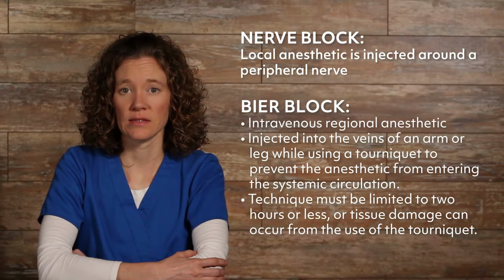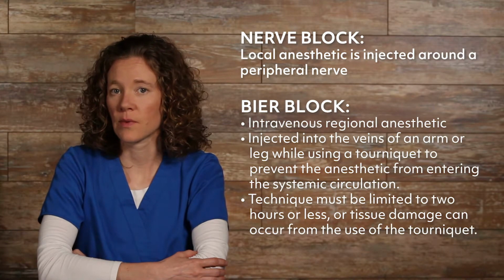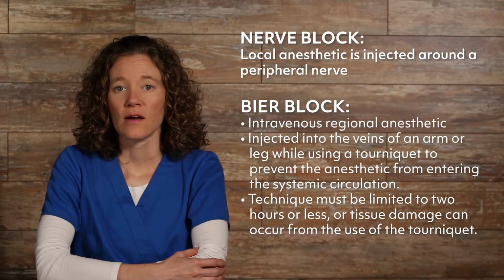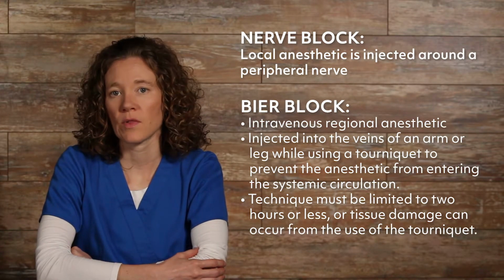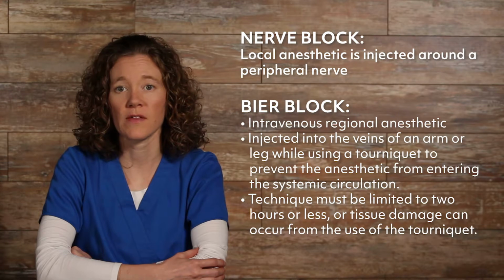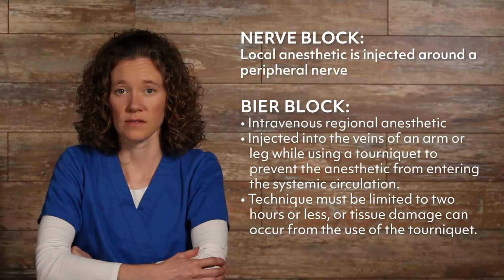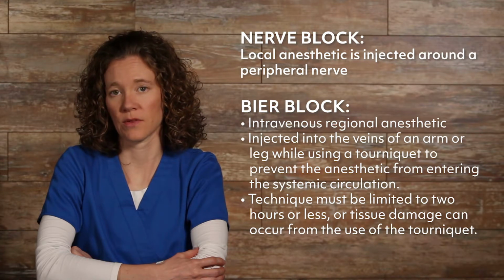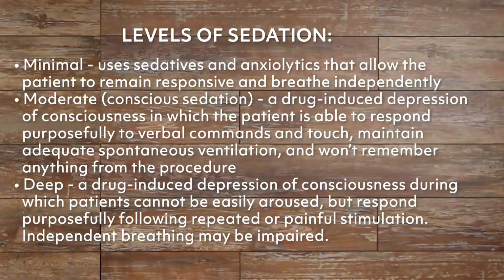Another regional anesthesia is the nerve block, in which the local anesthetic is injected around a peripheral nerve. Bier block is an intravenous regional anesthetic injected into the veins of an arm or leg while using a tourniquet to prevent the anesthetic from entering the systemic circulation. This technique must be limited to 2 hours or less, or tissue damage can occur from the use of the tourniquet. Let's look at the levels of sedation.